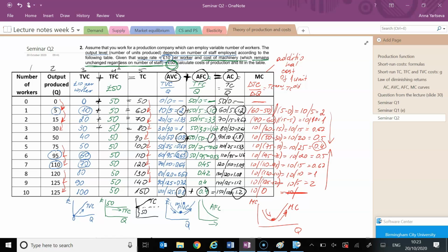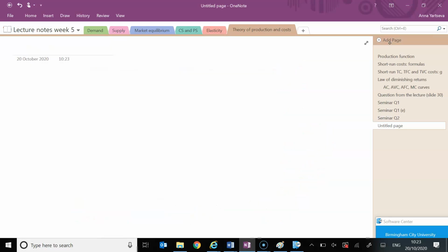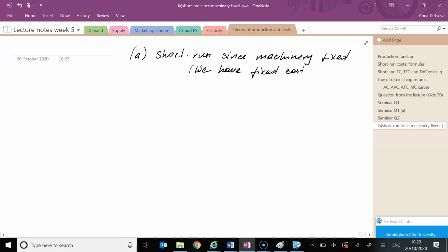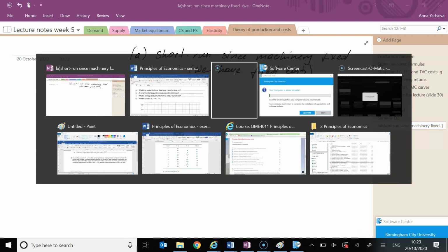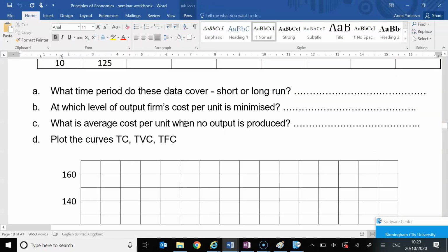So here we are talking about the short run because we have fixed cost. And since some costs are fixed, it means that some inputs are fixed. So the answer to question A will be short run. Let me write this down. Short run, since machinery is fixed. We have fixed cost. Fixed input.